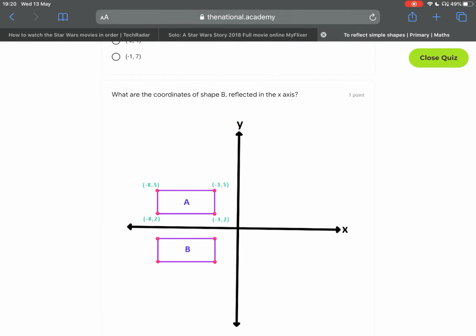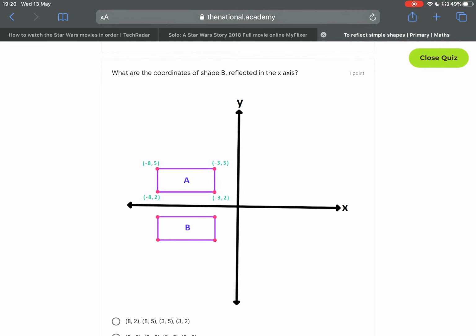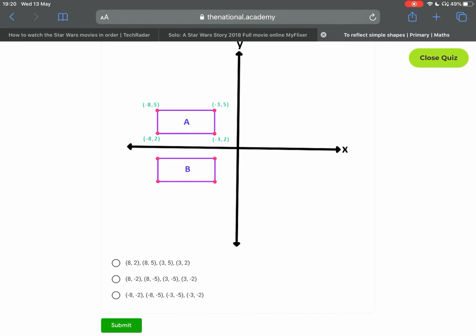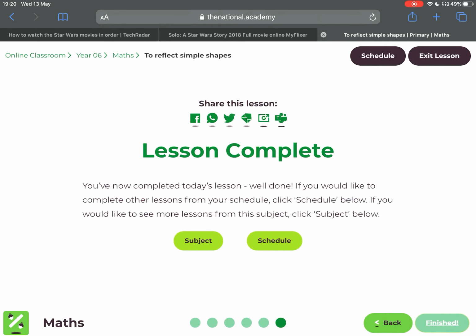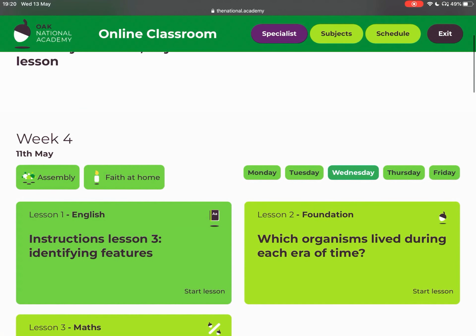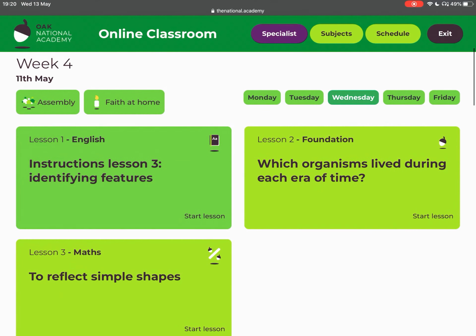What are the coordinates of shape B reflected in the x-axis? Shape B. So that would be -8, -2. This one, yeah. After that, you would have completed your lesson, and you would have completed the lessons for the 13th of May on Oak National Academy.